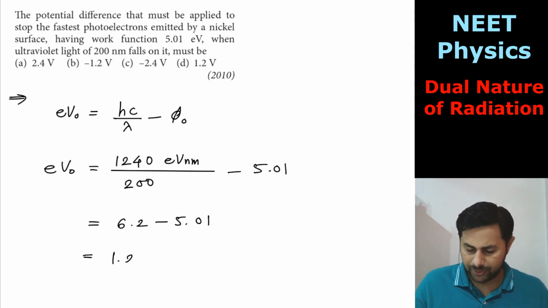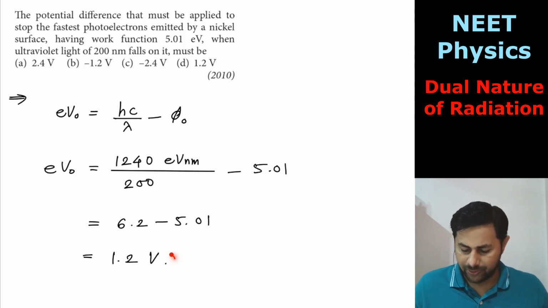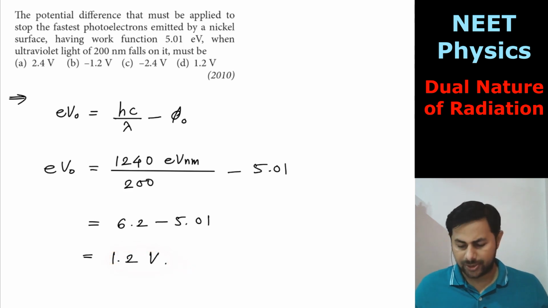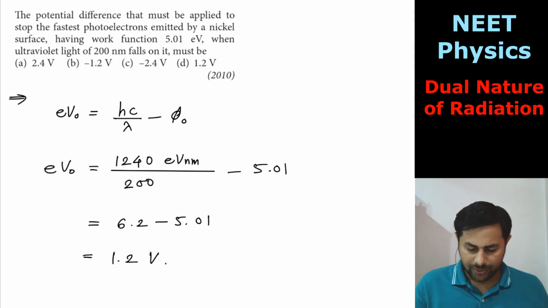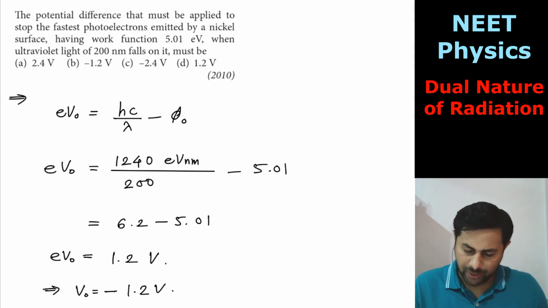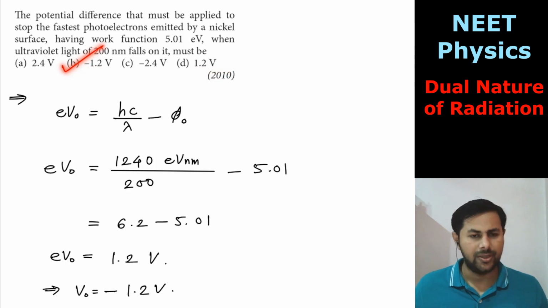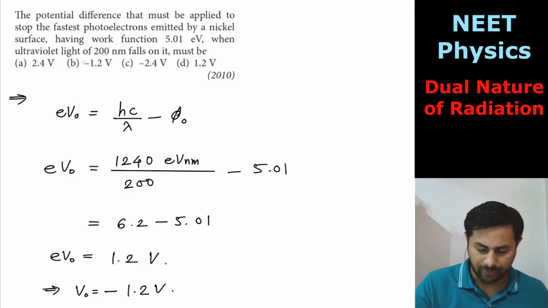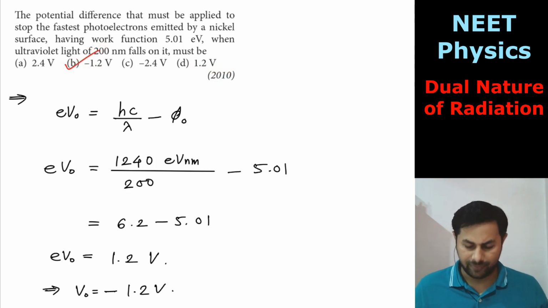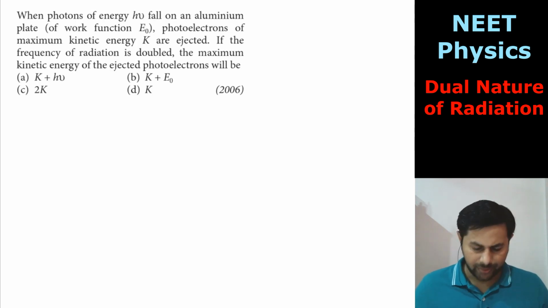Okay, so 1.2, right? So this will give you 1.2 volts, but stopping potential is always negative, right? So eV naught is 1.2, means V naught is equal to what? It gives you V naught is equal to minus 1.2 volts, because stopping potential is always negative, right? So this is very simple. Okay, let's see next one.